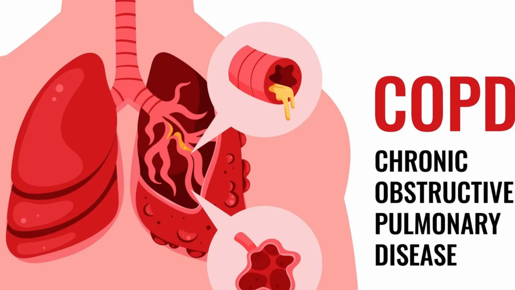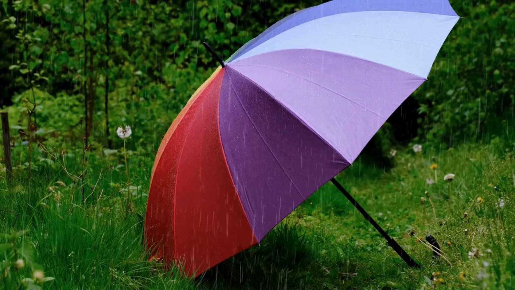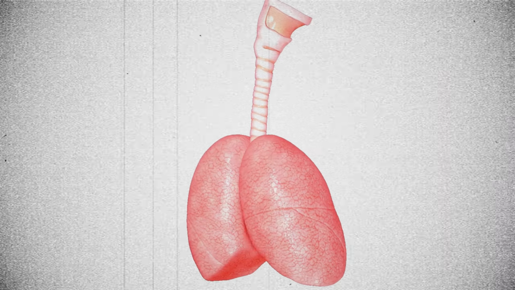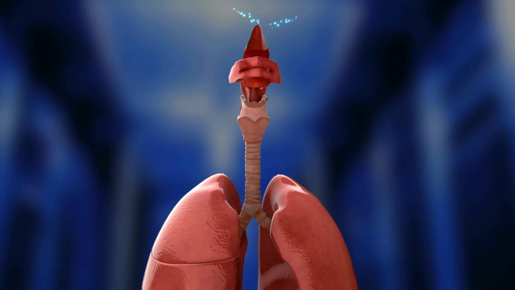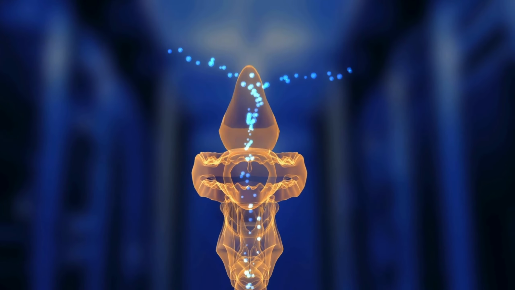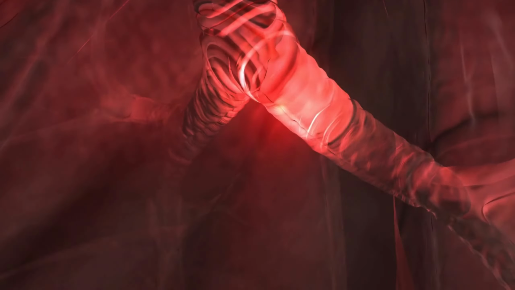First is chronic obstructive pulmonary disease, or COPD. COPD is an umbrella term that includes two main conditions, emphysema and chronic bronchitis. This group of diseases is characterized by the restriction of airflow in and out of the lungs, often due to the following factors. Emphysema primarily involves damage to the air sacs in the lungs, reducing their elasticity.